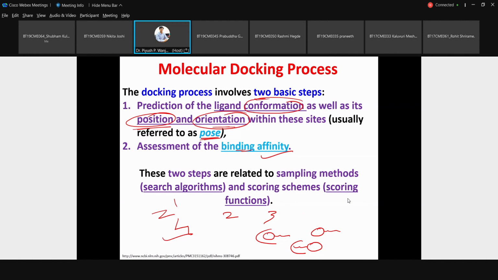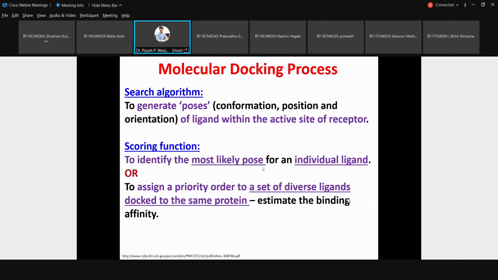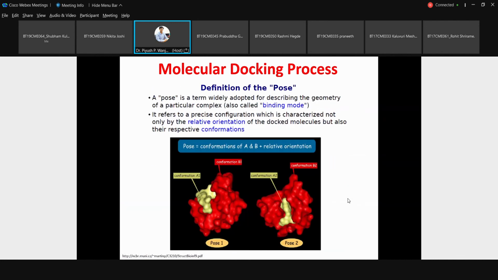So when you're talking about these two things, identification of poses, all the different poses along with the orientation and conformation can come into picture, that you can see in these particular images. This can be pose 1, this can be pose 2. So in pose 1, for the same drug, there is a conformation A1. For the same drug, there is a conformation A2. Similarly, for your protein also, if you are making it flexible, it can have different conformations. Similarly with the orientation, it can bind at different places. So each of these you can consider a pose, or that is the binding mode.